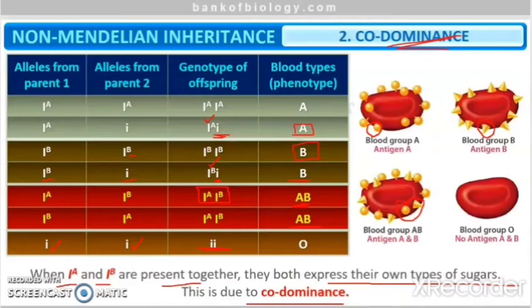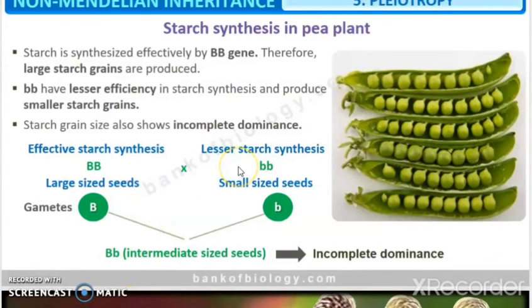Now let us move on to the last part. Let us see the last example in the case of incomplete dominance. Occasionally a single gene product may produce more than one effect. For example, starch synthesis in pea seeds is controlled by one gene.